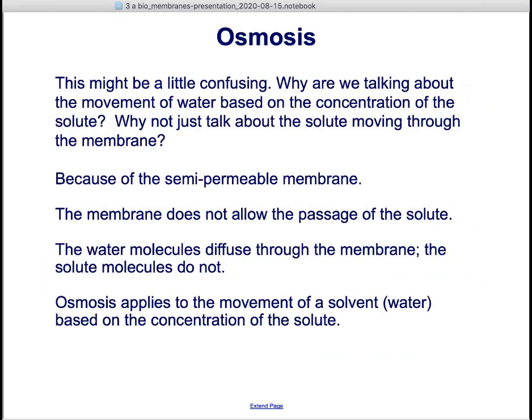This might be a little confusing. Why are we talking about the movement of water based on the concentration of the solute? Why not just talk about the solute moving through the membrane? Because of the semi-permeable membrane. This membrane does not allow the passage of the solute. The water molecules diffuse through the membrane. The solute molecules do not. Osmosis applies to the movement of a solvent, water, based on the concentration of the solute.